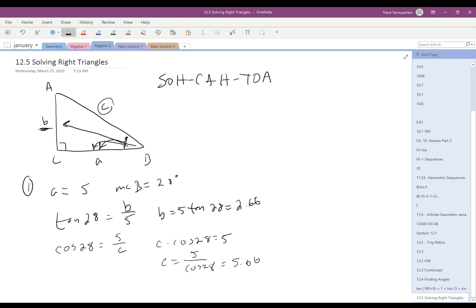So now we found out what B is, we found out what C is. They make sense since A equals 5. It makes sense this one's smaller since the 28-degree angle is smaller, and then it makes sense that C is bigger than A because C is the hypotenuse. You also know what the other angle is if you're asked for that. This is 62. That's just going to be 180 minus 90 minus 28, which is 62.